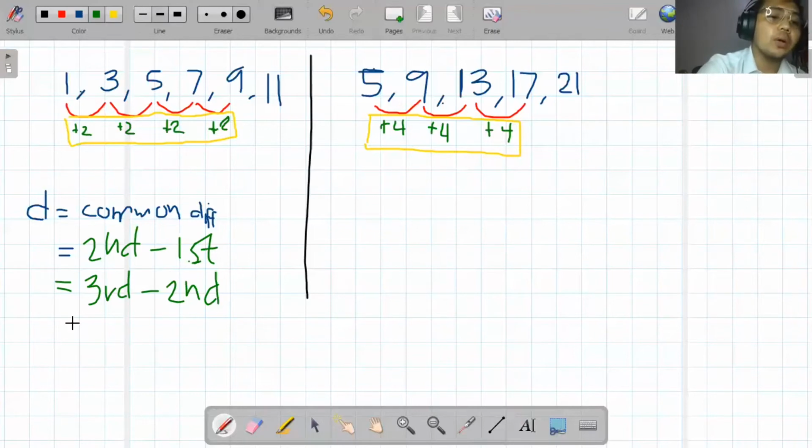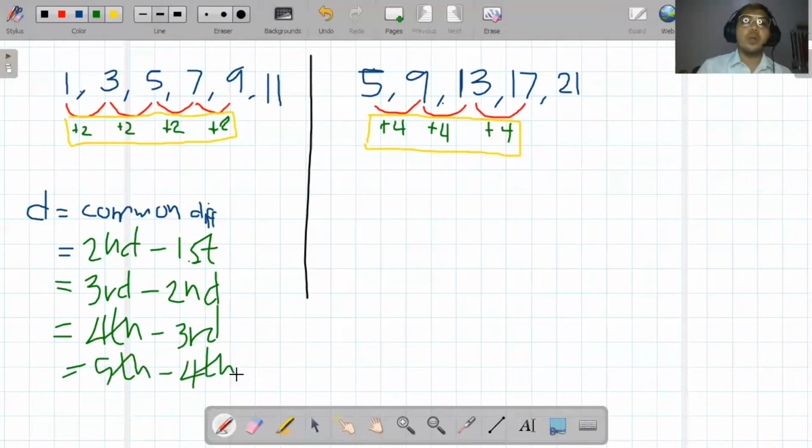And then equal, pwede sad fourth minus third, and so on. We can have fifth minus fourth. So if we're going to do this, will we have the same answer? Parehas ba na og answer sila? So let's try. I'm just going to use a different color.